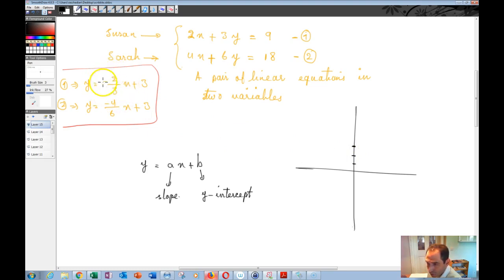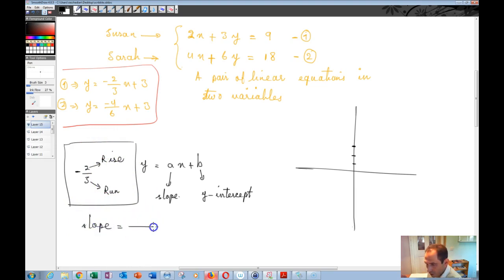slope over here is negative 2/3. Remember that when you have negative 2/3, the number in the numerator is called the rise, and the number in the denominator is called the run. For the same reason, the slope of a line is given as the rise over the run. And I'm going to tell you what that means shortly. So the rise over the run of this line is going to be negative 2/3.